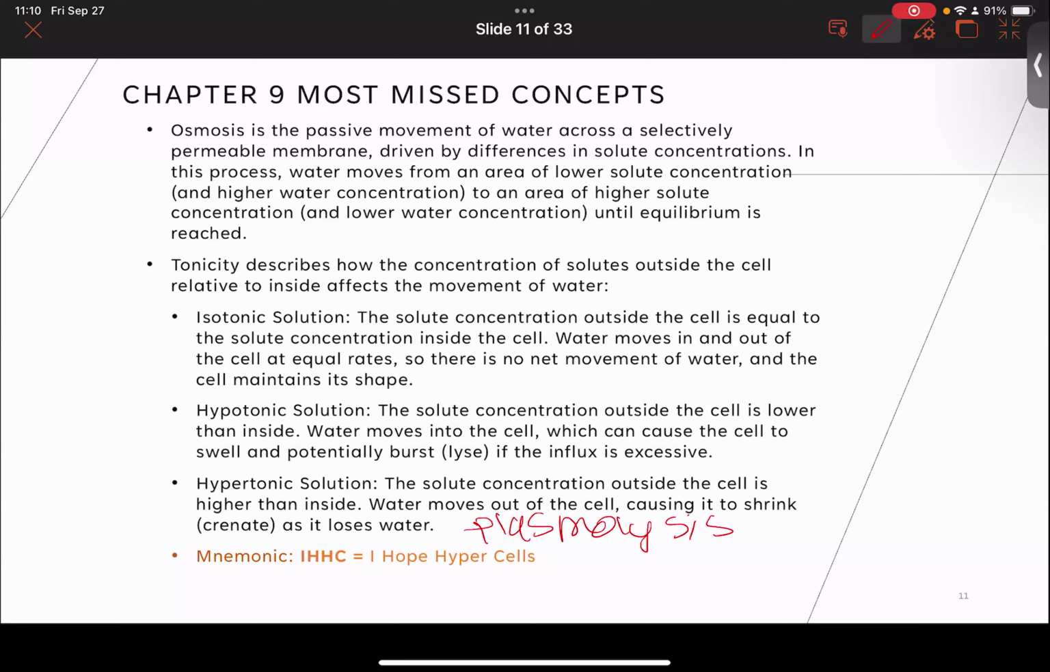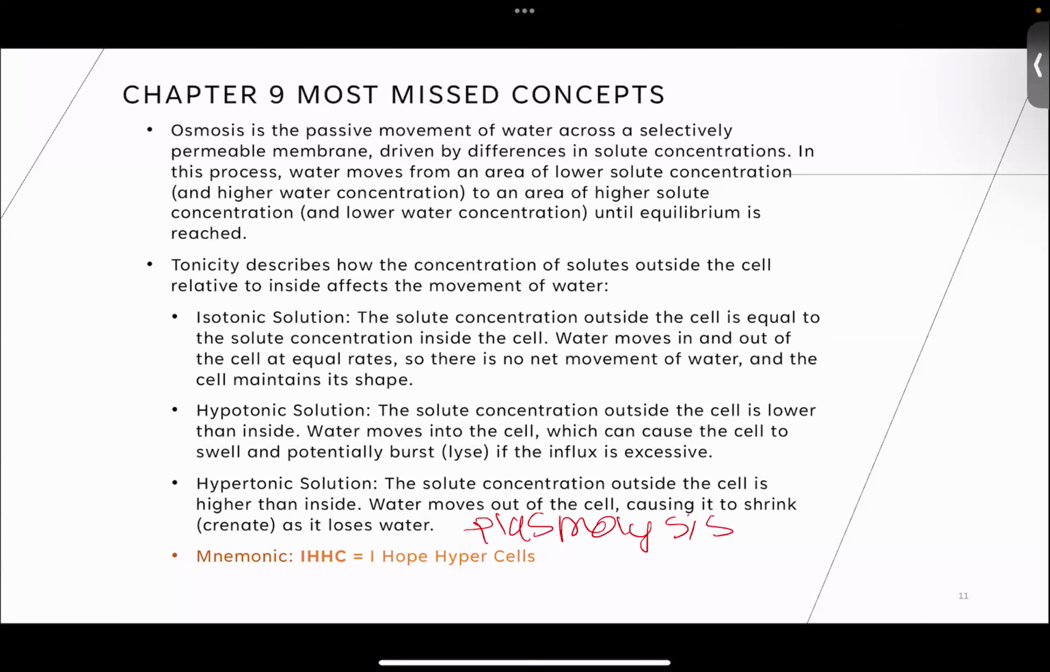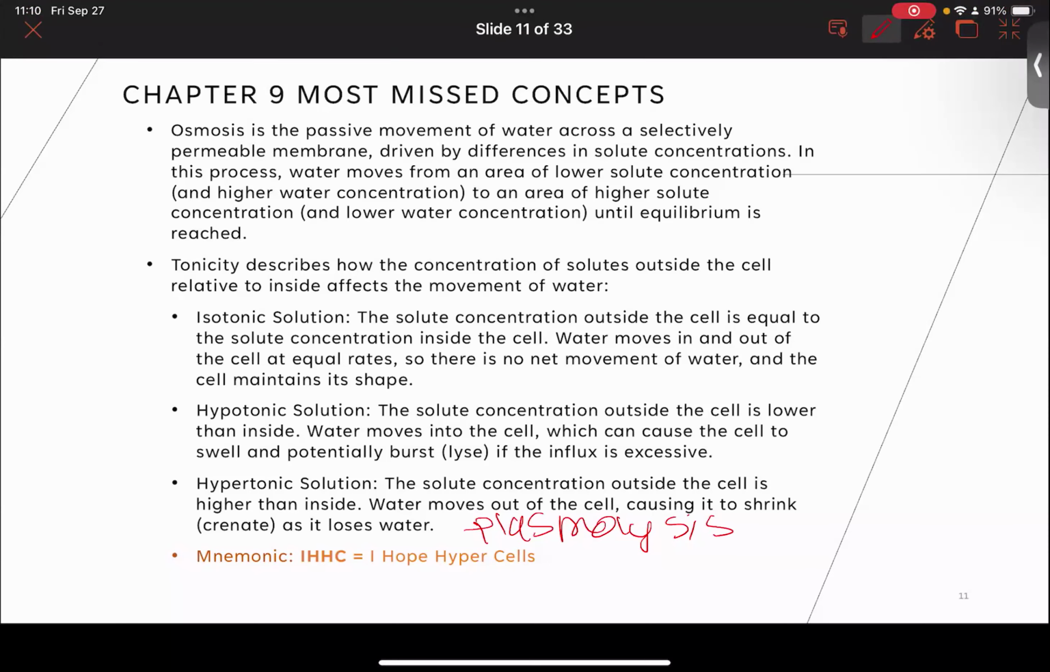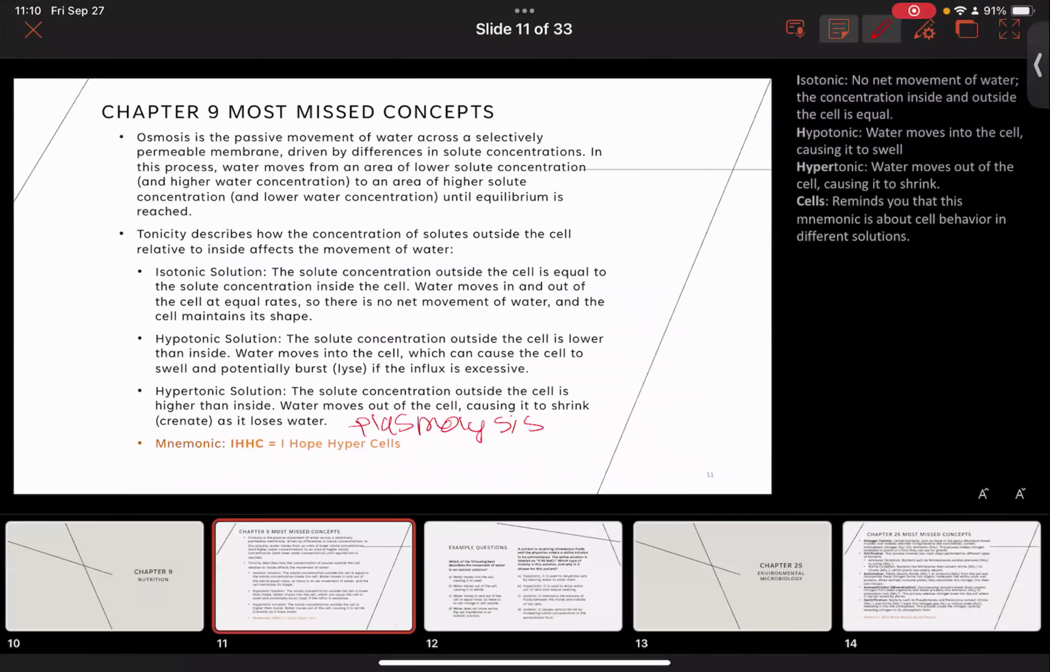So a little mnemonic was created here for it. When I create these mnemonics, some of them I create myself, and if they are created by me, they're ridiculous. But if they're not created by me, they're created by ChatGPT. And this time we have "I hope hyper cells" to help you guys try to remember what is going on here. And let's see if I wrote down the explanation of that. Of course I didn't. Yes, I did.